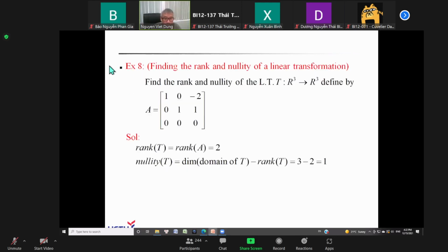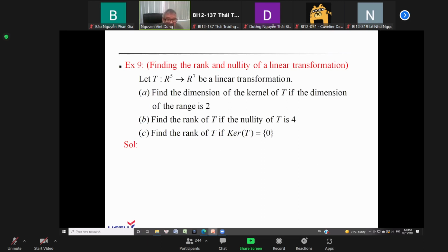And here is some example. If you are given a linear transformation T like that on the screen, and you are required to find the rank and the nullity of T. So the rank of T is the rank of A. And because that is already in the row echelon form, so you see A has two non-zero rows, then the rank of A equal 2. And because of that, the nullity of T equals 3 minus 2 equal 1. So it is very easy.